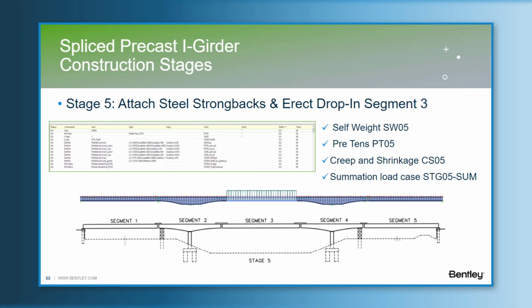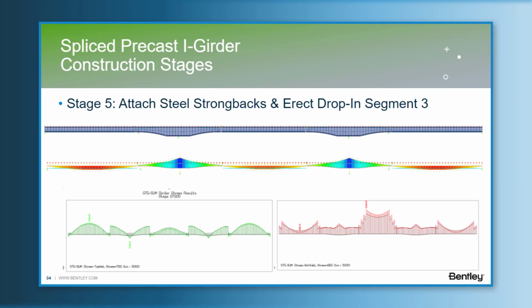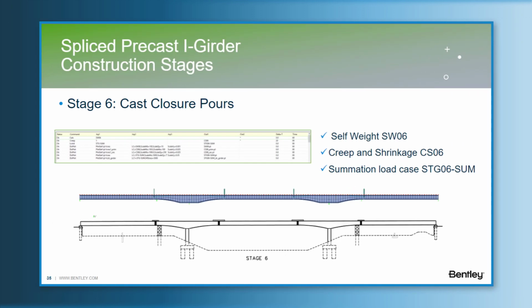So attach steel strong backs and direct the drop-in segment 3. It's exactly the same procedure done for segments 1 and 5, but now for the middle span, segment 3. And the results obtained are the ones presented in this slide. Stage 6, cast closure pours. It corresponds to the self-weight of the wet concrete for closures and continues to consider the creep and shrinkage effects during the construction stages for the 20 days of time interval, and the results obtained.